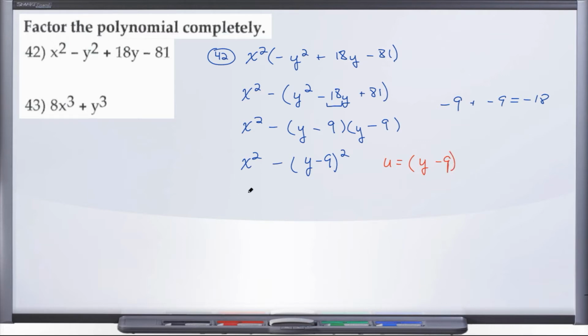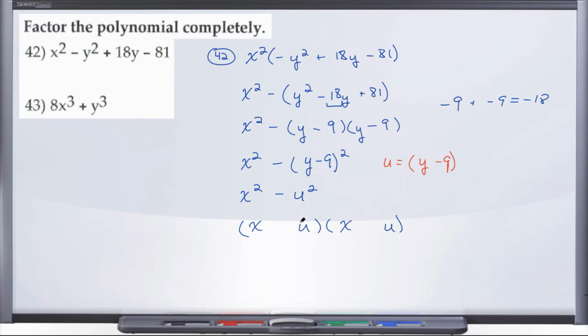And so now let's go ahead and rewrite our polynomial one more time. So we have x squared minus, and now we're saying let u represent y minus 9. So u squared. And now it's a little easier to see that we're dealing with the difference of perfect squares. So we can go ahead and create our two sets of empty parentheses. Well, we're dealing with an x, so we have an x and an x. We're dealing with a u, so we have a u and a u.